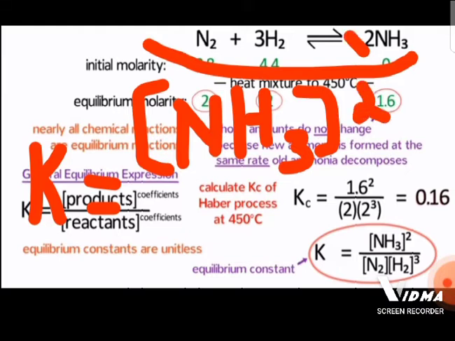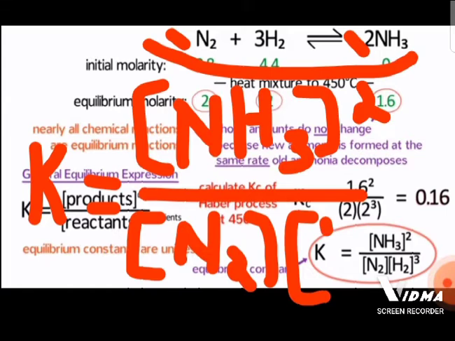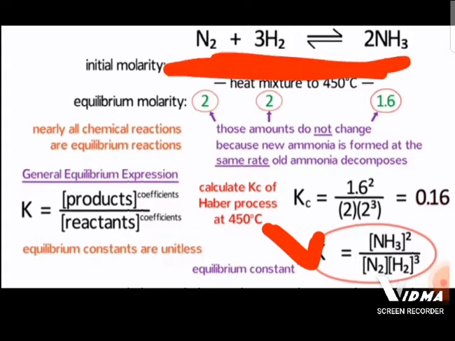2 raised to power 2 divided by concentration of reactant. Which are the reactants? Nitrogen and hydrogen. Nitrogen concentration. Stoichiometric coefficient what? 1, you don't write the same. Another reactant, which one? Hydrogen H2. What is its coefficient? 3, raised to power 3, that we should mention. So here we have represented the equilibrium constant expression for this particular Haber's process reaction.